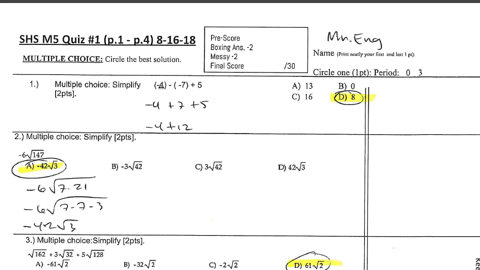In this problem, the -4 doesn't need the parentheses, you can drop it. Here I do need the parentheses to say the opposite of a negative is a positive 7 and then a plus 5. Left to right, you can use order of operations, PEMDAS. You could have done -4 plus 7, which gives you a positive 3. 3 plus 5 gives you 8, or -4 plus 12 gives you also 8.